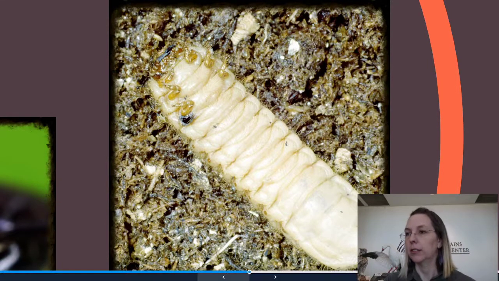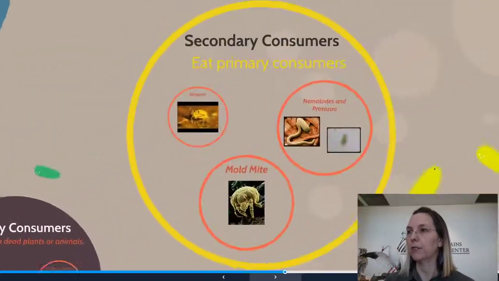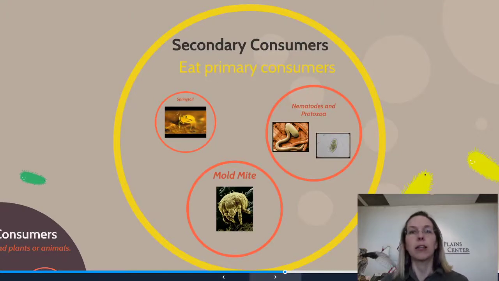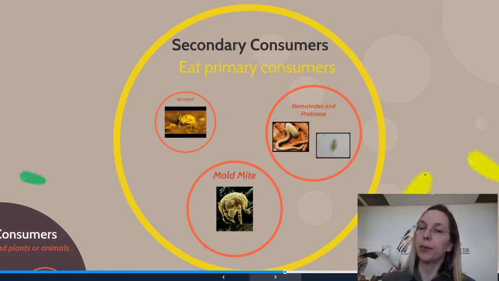All right. I think we're heading to our secondary consumers now. Ta-da! So secondary consumers are organisms that eat primary consumers. So again, these are not necessarily the decomposers. These are guys that help that ecosystem in the compost pile. They keep everything going. And so these guys are going to keep the primary consumers in check.